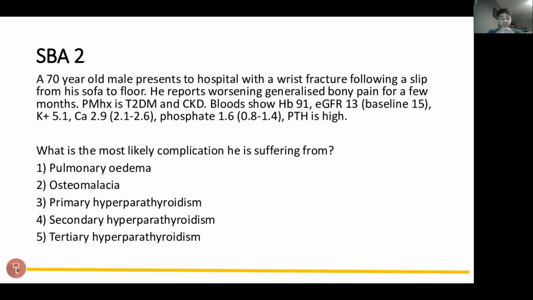However, at some point, your parathyroid glands go into such a state of overdrive that they completely decouple from the calcium levels, and they're just constantly pumping out as much hormone as possible. And at this stage, you become hypercalcemic and hyperparathyroid hormone as well. And that is a late stage complication of CKD. So the answer to this question is going to be number 5, being he's got a high calcium and a high parathyroid hormone, and therefore he's got tertiary hyperparathyroidism.